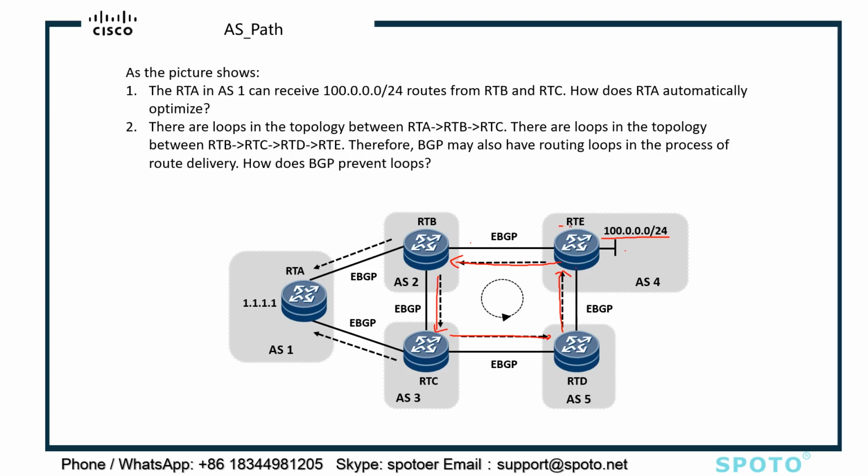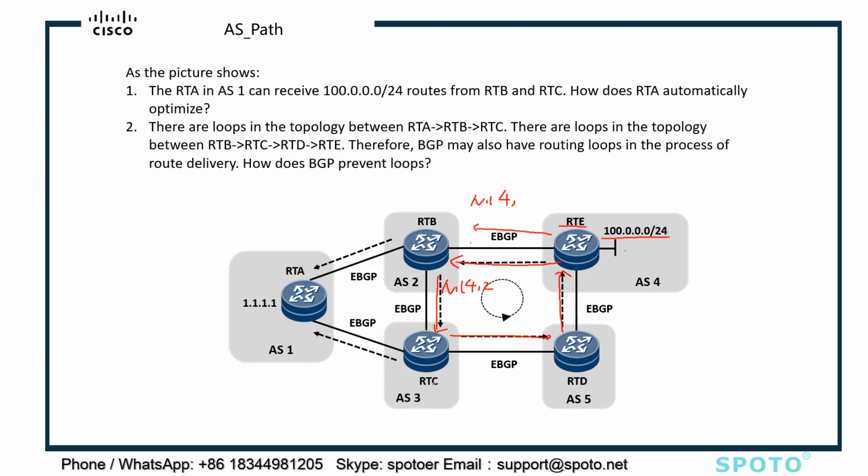It means when RTE tries to send the route, it will carry the AS information in this route. So when RTE sends it to RTB, this route will have the information of AS4. When RTB receives this route, it will know I learned this route from AS4. Then when RTB sends this route to RTC, the AS path will have AS4 and AS2, because RTB belongs to AS2.